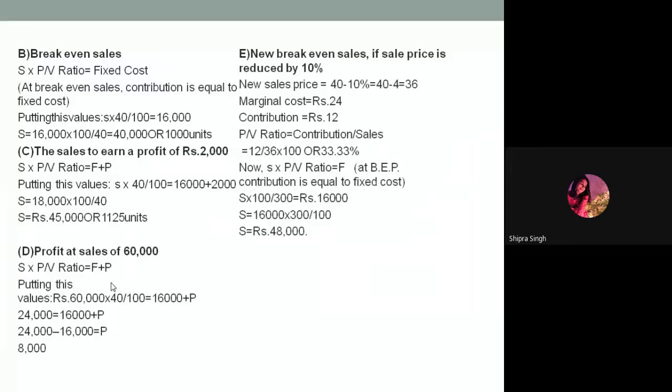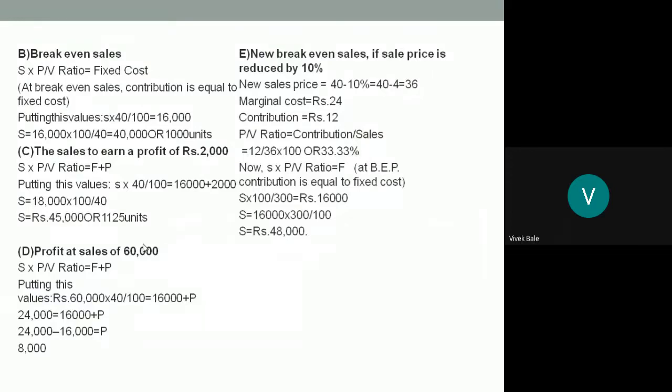Understood. Okay, now the next question is profit at sales of rupees 60,000. It means when PepsiCo company has sales of rupees 60,000, how much profit will they earn? For that purpose, we need to calculate the profit, and the formula is sales into PV ratio is equal to fixed cost plus profit. The same formula I'm using over here. In the C part we were supposed to find out the sales, and in the D part we are trying to find out the profit.